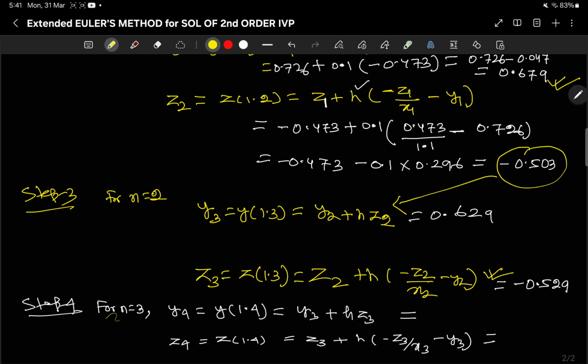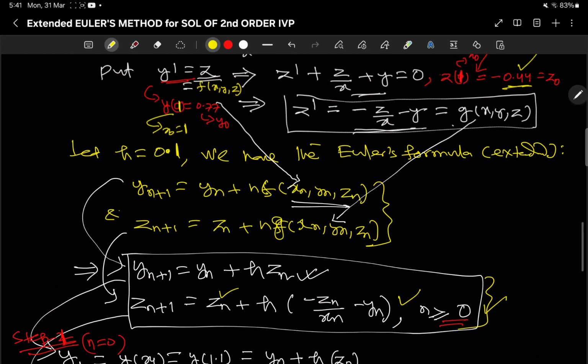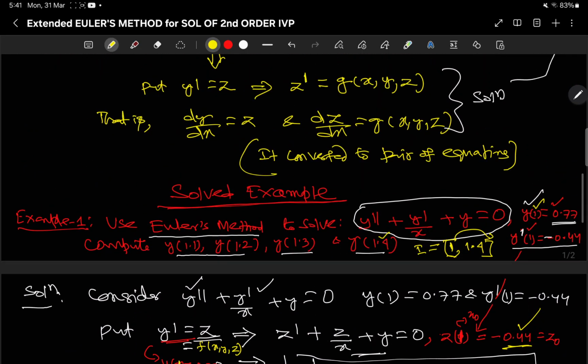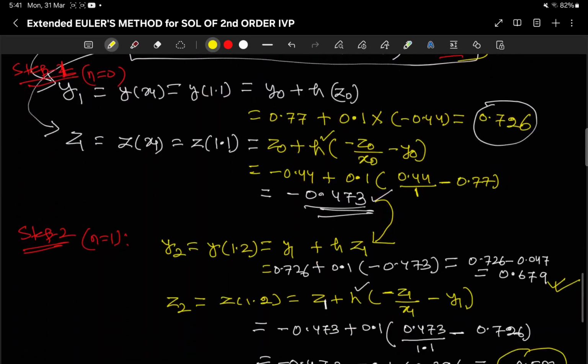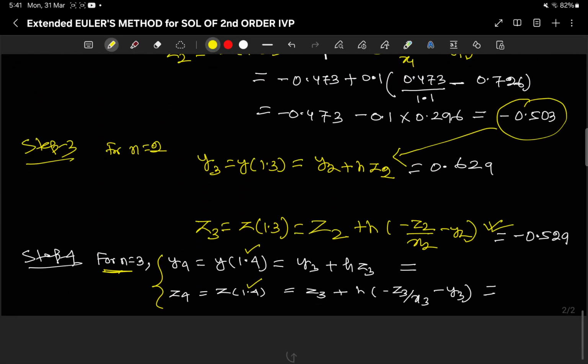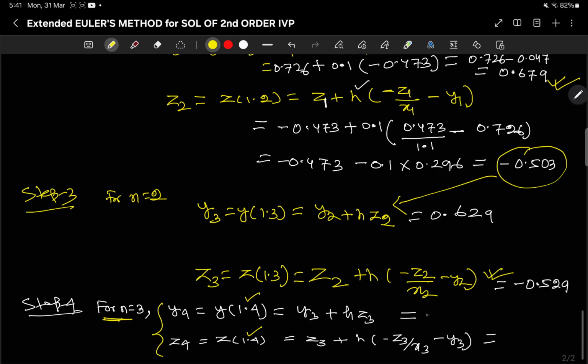Now coming to the last step, step 4, for n equal to 3, y4 is y of 1.4 and z4 is z of 1.4. So it is the last one. We need y of 1.4. So we have the formula in a similar way. We are getting 0.576, and z is minus 0.551. Okay. So this is our answer here.